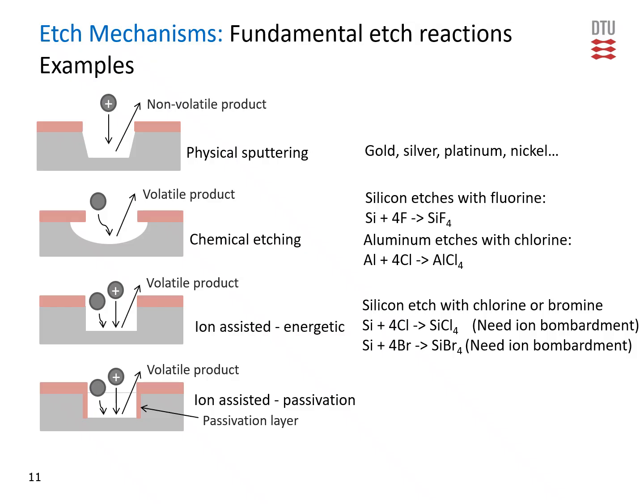And then there are many examples of the ion-assisted mechanism, but two that you should know are silicon etching in chlorine and bromine chemistry. They need the ion assist to be able to form these volatile products. It's also the case when you're etching, for example, silicon oxide, then you also need the ion assist even when etching with fluorine. The last mechanism here, we'll come back to that.